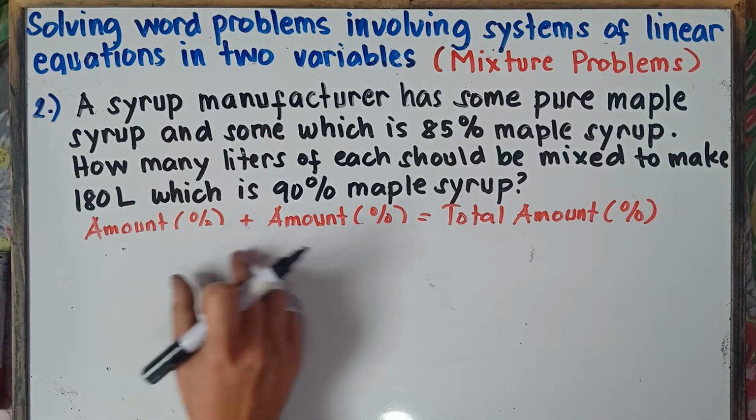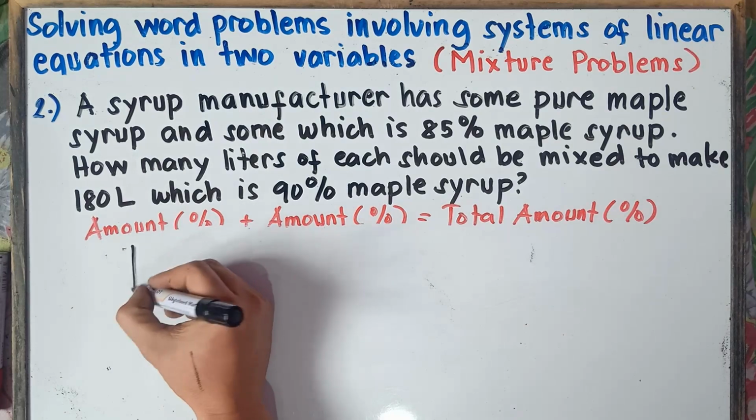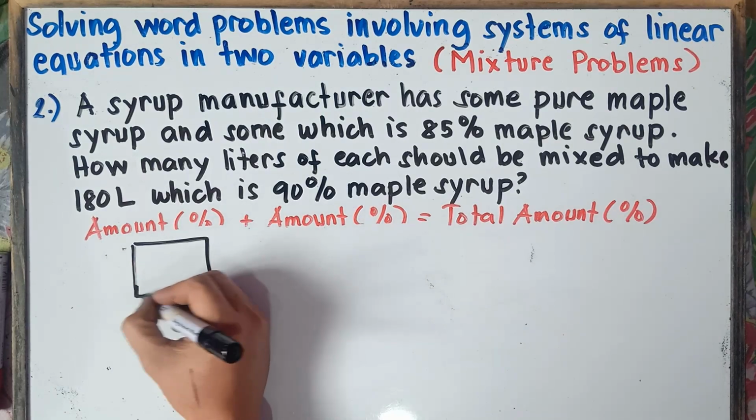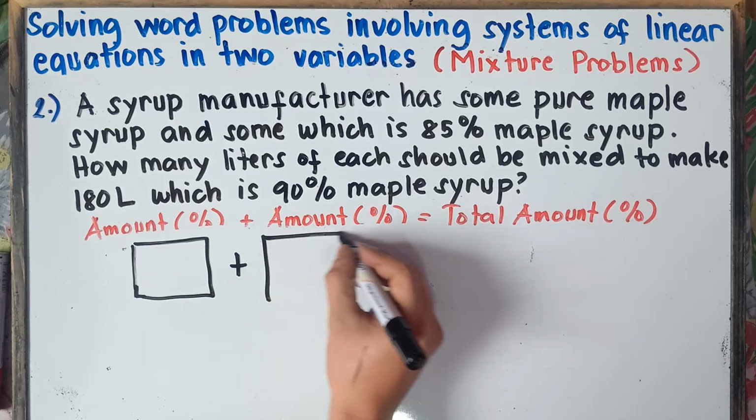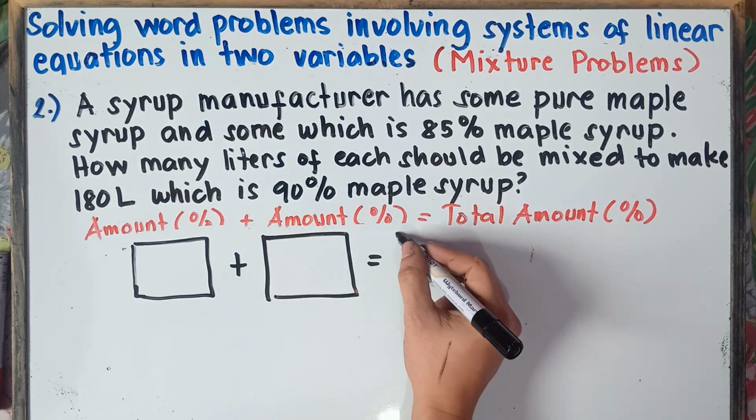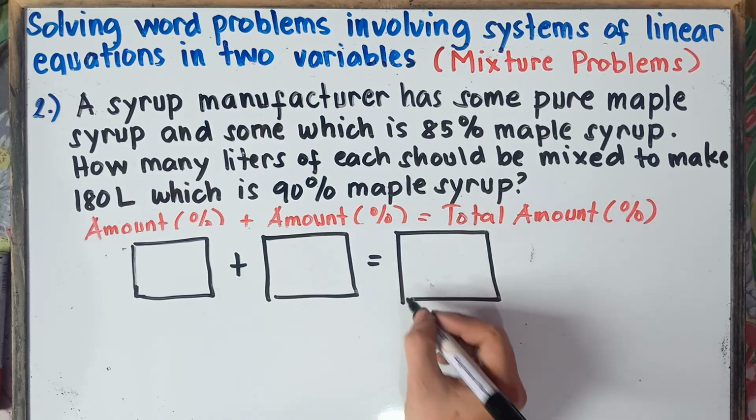So once again, this will be our formula. We have the amount multiplied by the percent. So let's have our box. Amount multiplied by the percent is equal to the total amount multiplied by the percent.